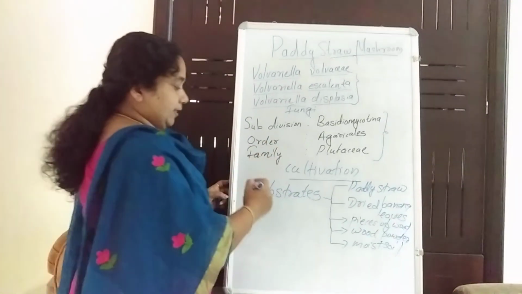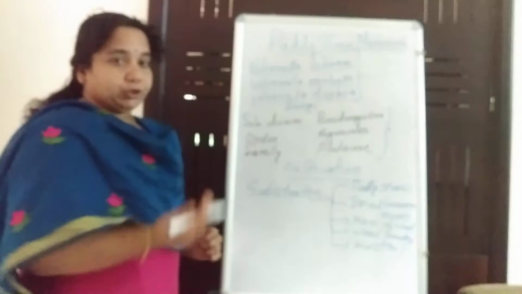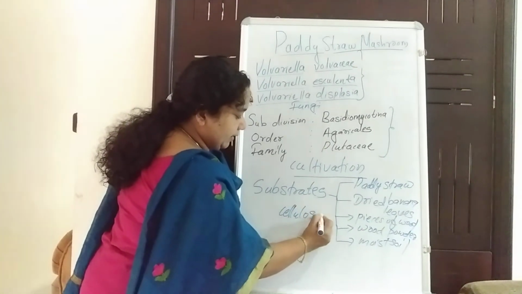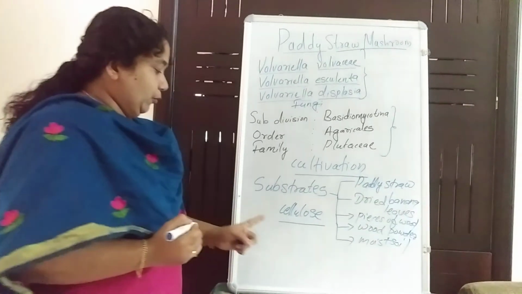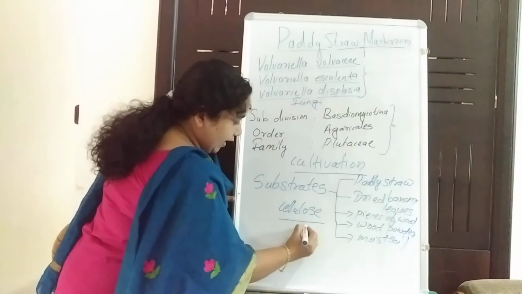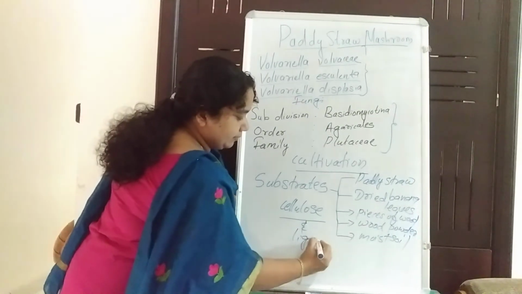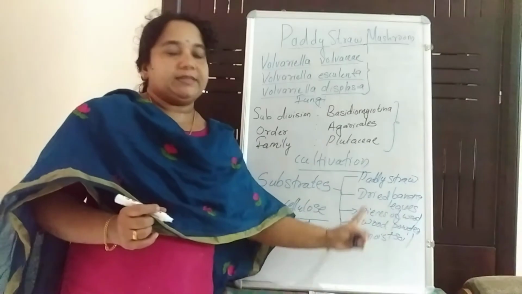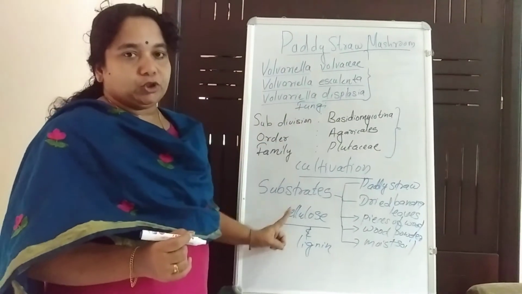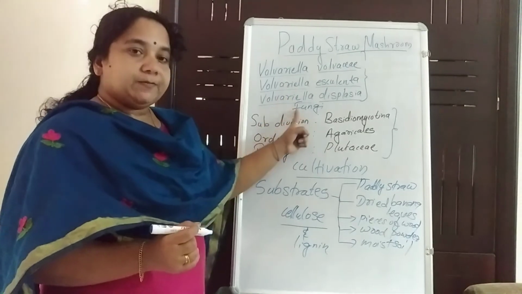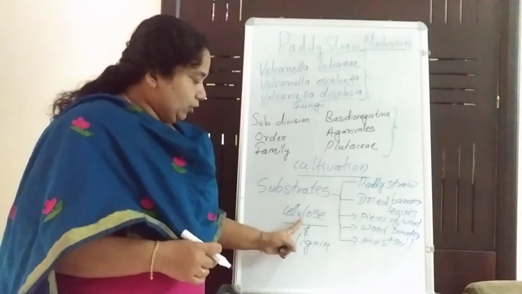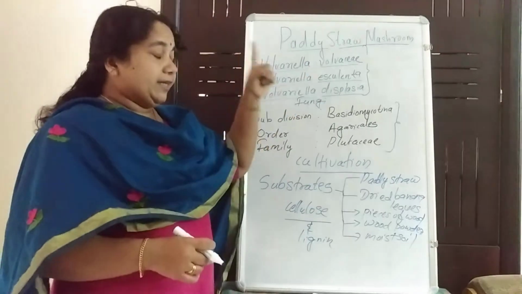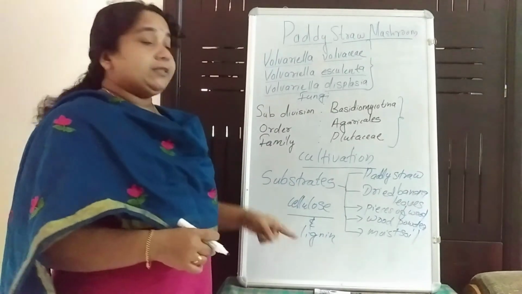In all these substrates, what the mushroom utilizes for its growth is cellulose. What is cellulose? Mushrooms can utilize the cellulose and lignin present in these substrates. That is, these fungi. The mushrooms belong to the fungus group. This fungus can convert the cellulose and lignin present in these substrates for its growth.